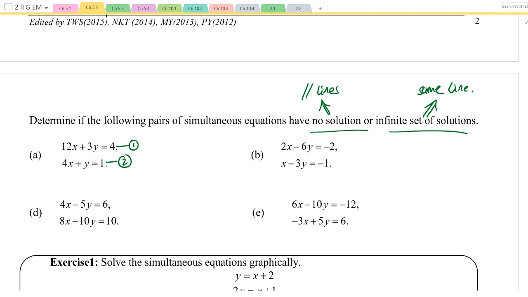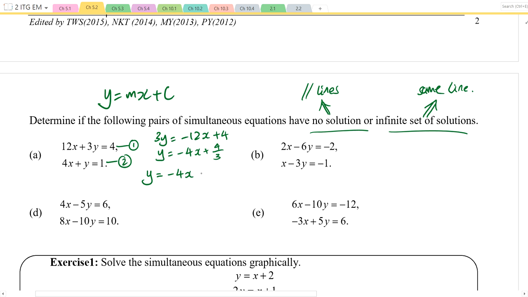Let us put everything into y equals mx plus c, because from y equals mx plus c, we can tell whether the gradients are the same. We can also tell whether the two graphs are actually the same as well. So from equation number 1, we've got 3y equals negative 12x plus 4. So y equals negative 4x plus 4 over 3. From equation number 2, we have y equals negative 4x plus 1.